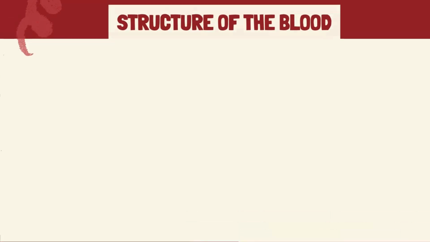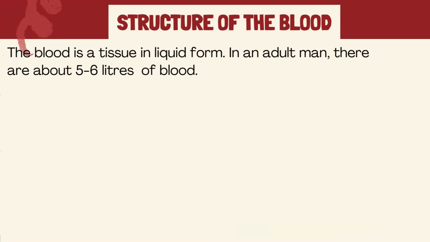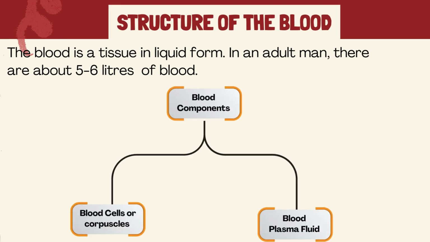Composition of the blood. The blood is a tissue in fluid form, and an adult man has about 5 to 6 liters of blood. Blood is made up of two major components, which include the blood cells or corpuscles, which are solid, and two, the plasma fluid. Let's look at this one after the other. The blood cells or corpuscles.